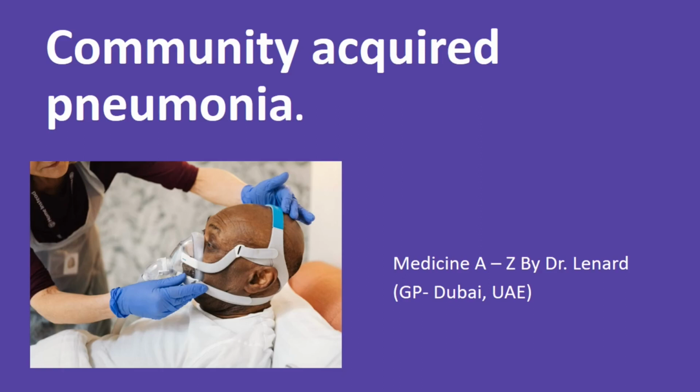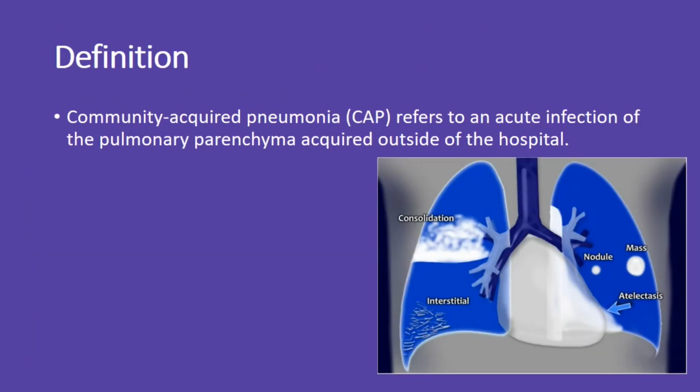Today we are going to discuss community-acquired pneumonia. Definition: community-acquired pneumonia refers to an acute infection of the pulmonary parenchyma acquired outside of the hospital.